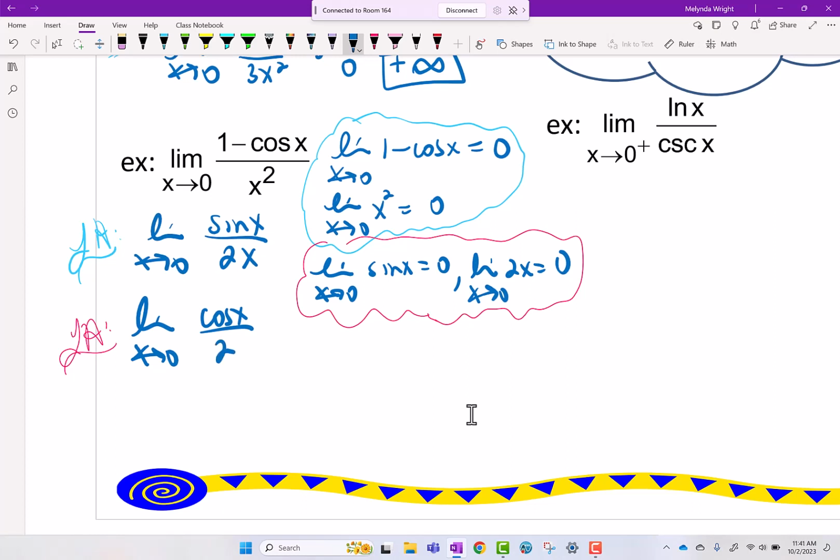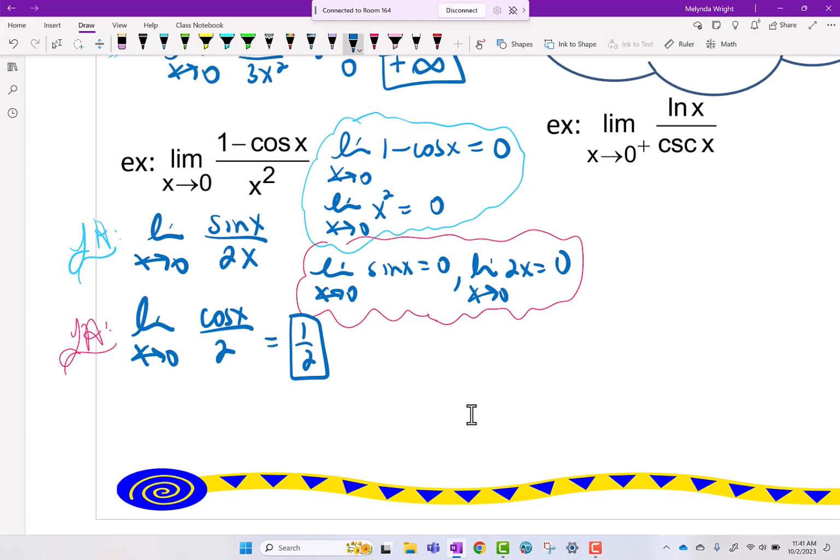So I sub in a 0. Cosine of 0 is 1, and I get 1/2. So either way I did it, whether I use that special rule that we've memorized, a special limit, or whether I do L'Hopital again, I should get the same answer. All right, questions on that? And you certainly are welcome to use that special limit if you didn't want to do L'Hopital again.